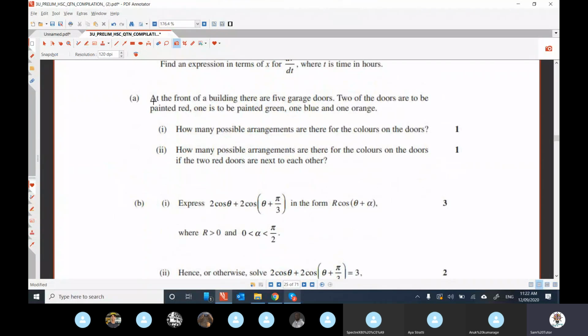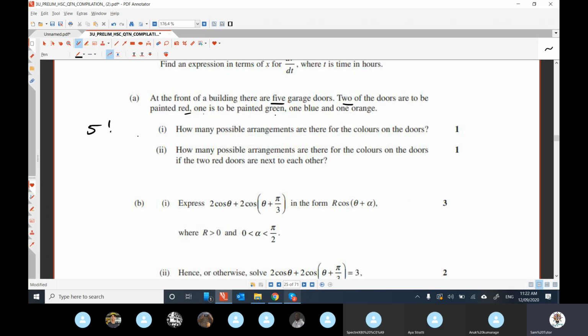I guess we'll do this one. Seems easy, but still. At the front of the building, there are 5 garage doors. 2 of the doors are red, 1 is green, 1 blue, 1 orange. How many arrangements are there for the doors? What's our answer straight away? 5 doors, 2 red, 1 green, 1 blue, 1 orange.